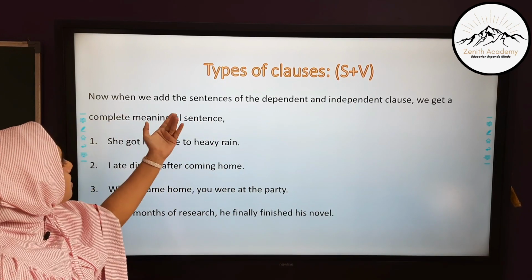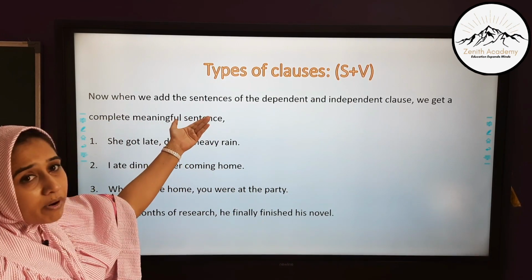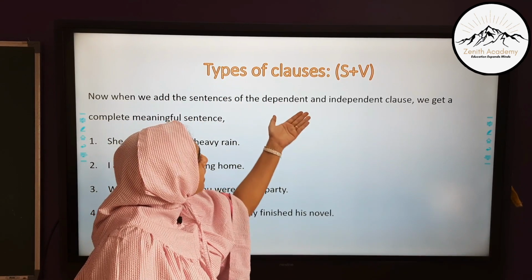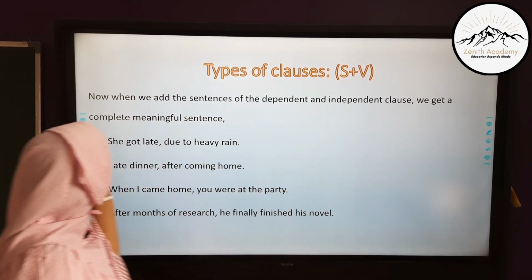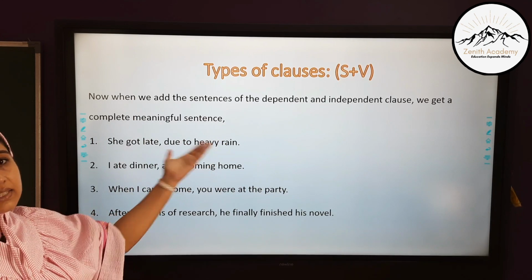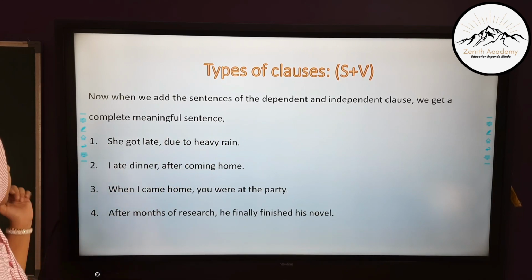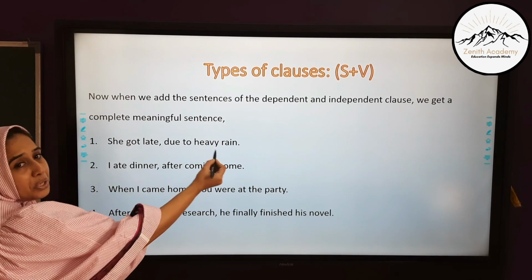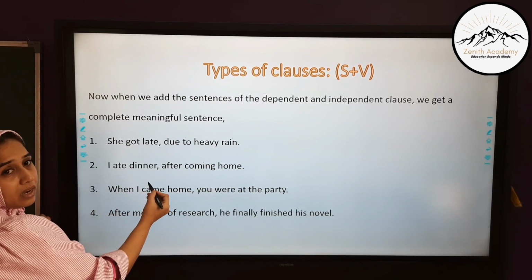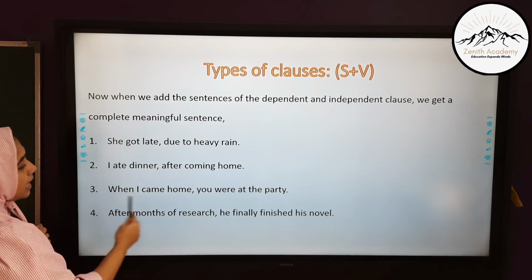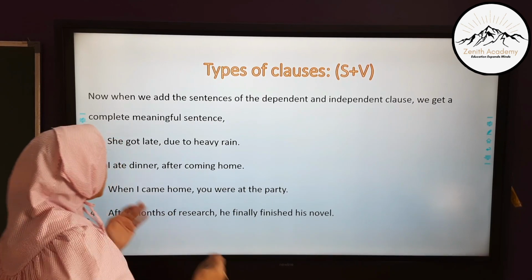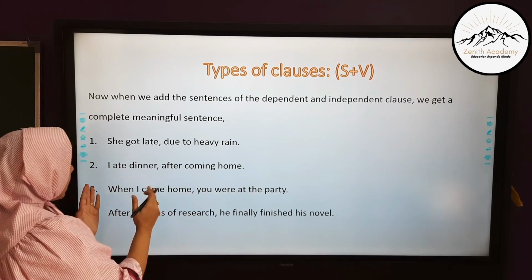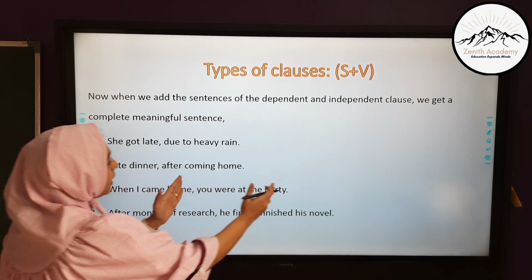Now when we add the dependent and independent clause, we get a complete meaningful sentence, as we saw in the previous slide. She got late due to heavy rain. I ate dinner after coming home. When I came home, you were at the party. If I break these two: when I came home, you were at the party.